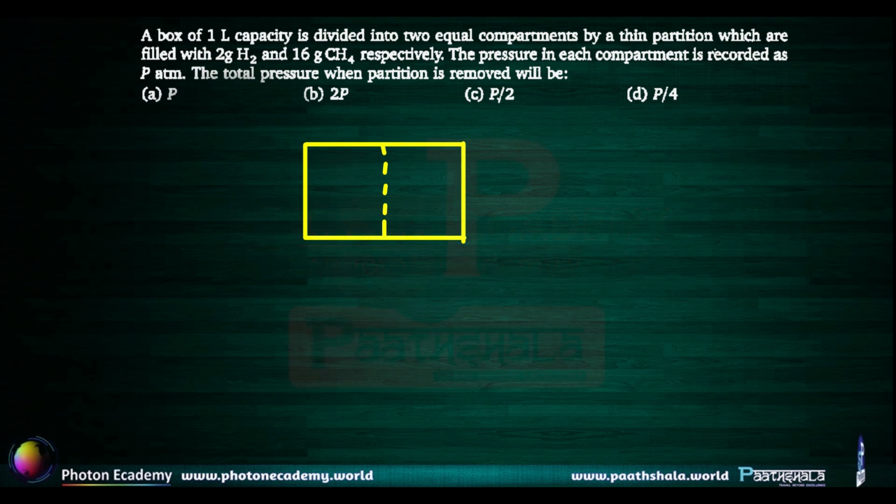So let's consider this to be our box about which we are talking. On the left hand side of the box, we are having hydrogen, and on the right hand side of the box, we are having methane. 2 grams of hydrogen and 16 grams of methane. And they are saying that the pressure on this side is equal to the pressure on this side.